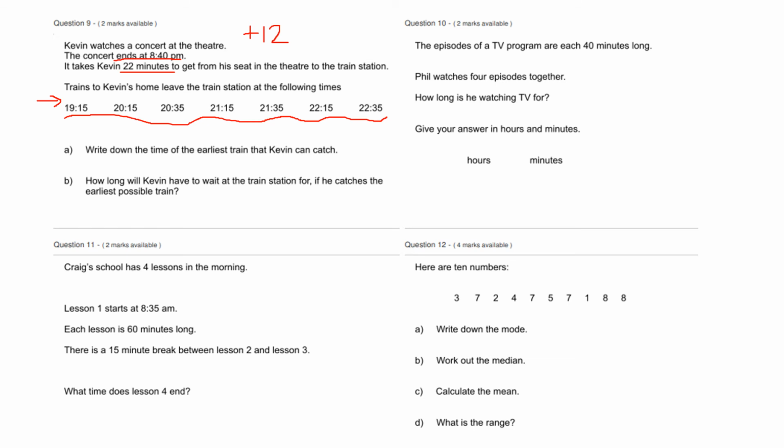Once you do that, we want to know how long will Kevin have to wait. So that's just the difference between your 2 times, okay? So the difference between the time he gets there and the time the train is.